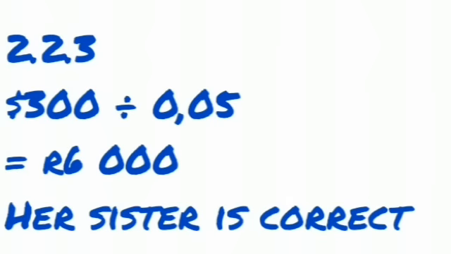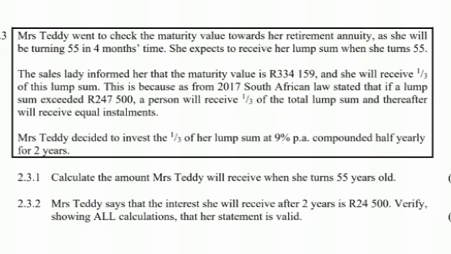So we take 300 US dollars, we divide it by 5 cents, and it gives us exactly 6,000 rands. And that is exactly what we needed to buy the laptop, because the laptop is 5,999, which is similarly 6,000. So her sister is correct. The only way she would not have been correct is if it came under, meaning it would have been less than 5,999.